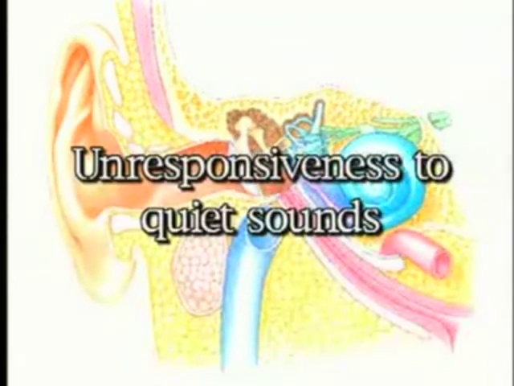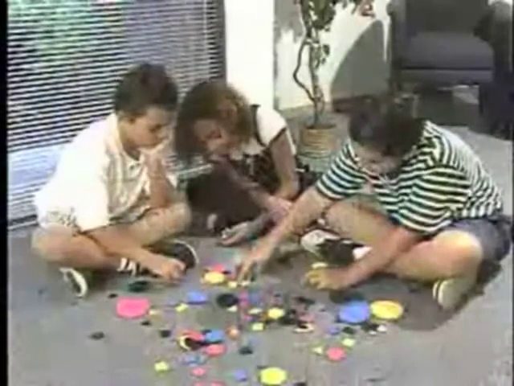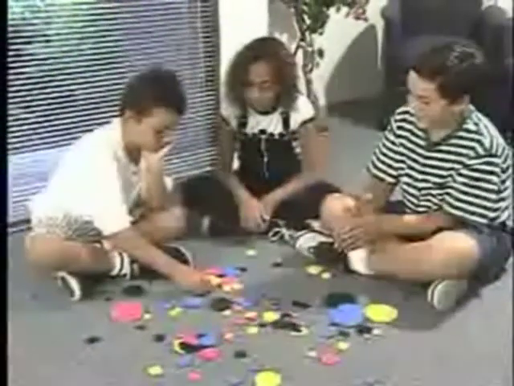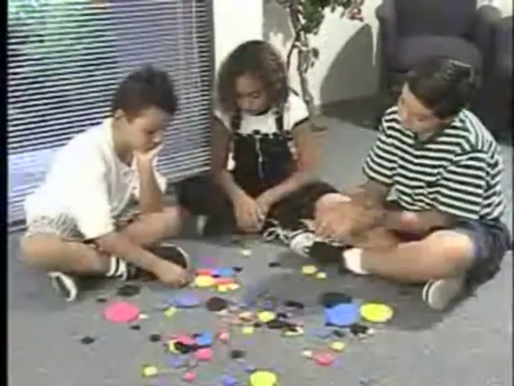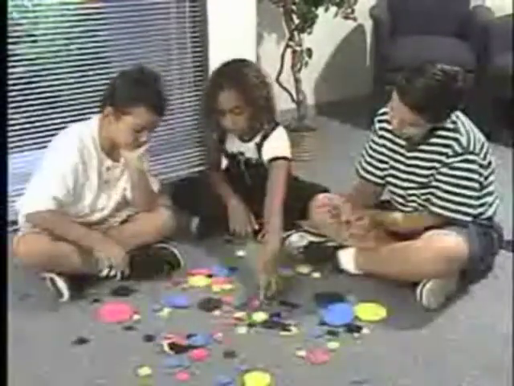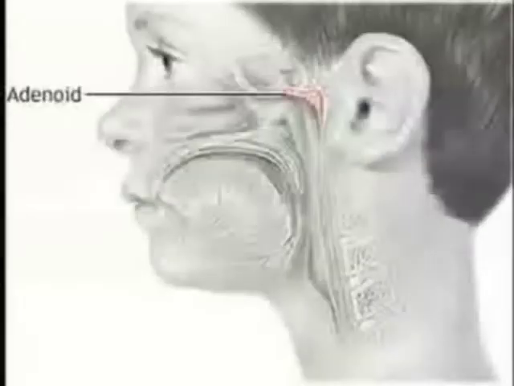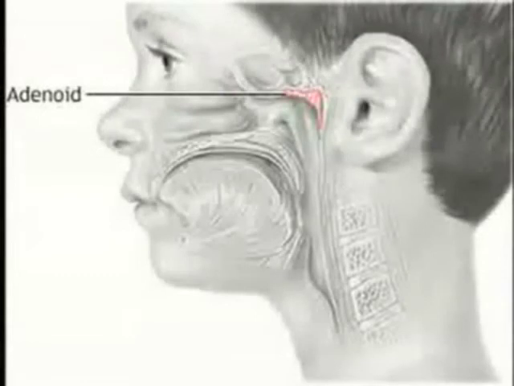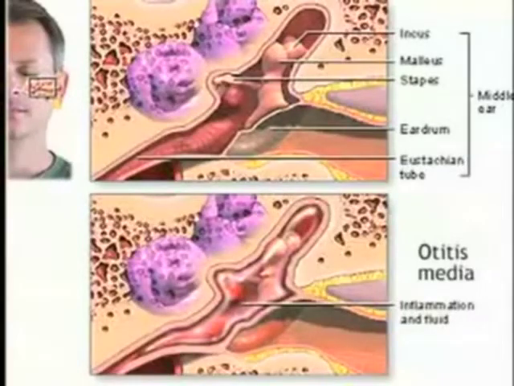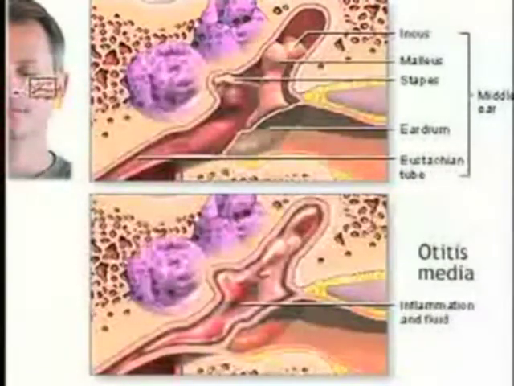unresponsiveness to quiet sounds. A child's eustachian tube is shorter and straighter than in the adult. Fluids will accumulate and cannot drain properly. Adenoids, composed largely of lymphocytes that help fight infections, are larger in children. Enlarged adenoids can, because of their size, interfere with the eustachian tube opening or may become infected, and the infection may spread into the eustachian tubes.